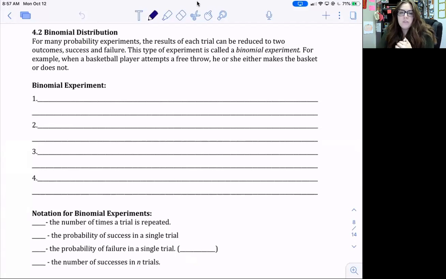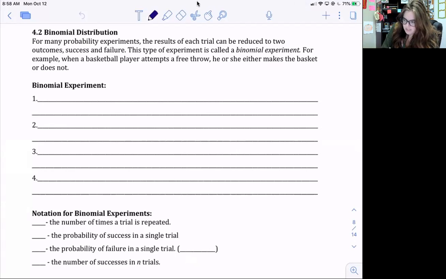Okay, so now we're going to look at 4.2 binomial distribution. For many probability experiments, the results of each trial can be reduced to two outcomes, success and failure. This type of experiment is called a binomial experiment because there are only two options. For example, when a basketball player attempts a free throw, he or she either makes the basket or does not make the basket.